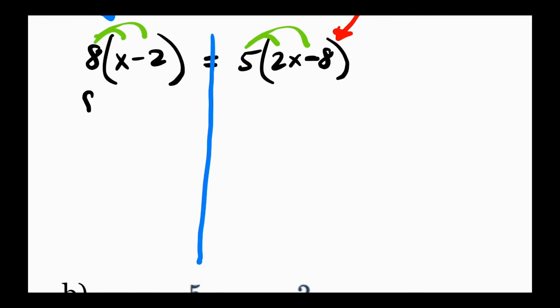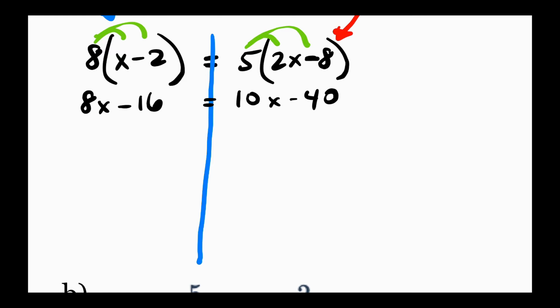Okay, so we get 8x minus 16 equals 10x minus 40, right? That's step one. Now we've done this before where we got to solve for x, right? So we get x on one side, we get the numbers on the other side. We've done this before plenty, but it might be a while since we've done it.